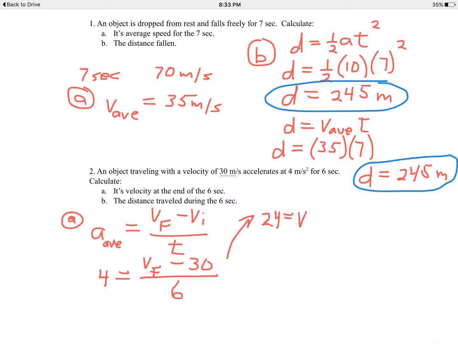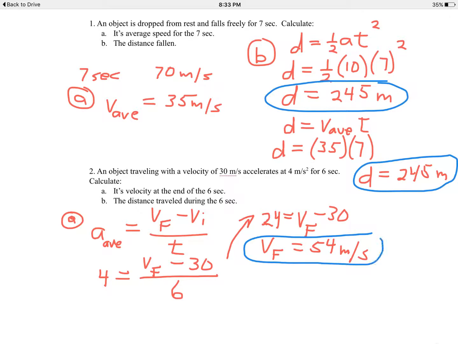equals V sub f minus 30. And then I add 30 to both sides, I get V sub f equals 54 meters per second, because that will be standard. That's my final velocity, instantaneous velocity at the end of the period.